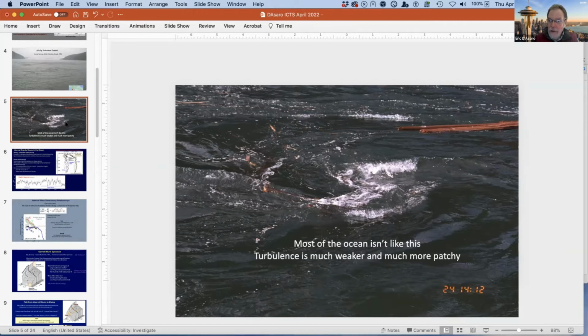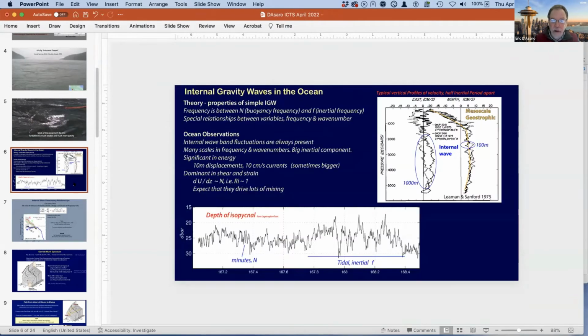And it's also much more patchy. Most places in the ocean are not turbulent. In fact, most places in the ocean are laminar, and they're full of internal gravity waves. And so this is about internal gravity waves. Okay, internal gravity waves are a well-known fluid dynamical thing. They're easy to do lots of algebra and stuff on. The simple properties of them is that their frequency is always between N, the buoyancy frequency, and f, the inertial frequency. And there are special relationships for internal gravity waves between the various quantities like velocity and vertical displacement and the frequency and the wave number, which I'll get to in a bit.